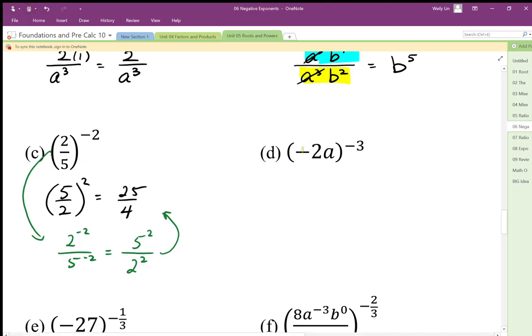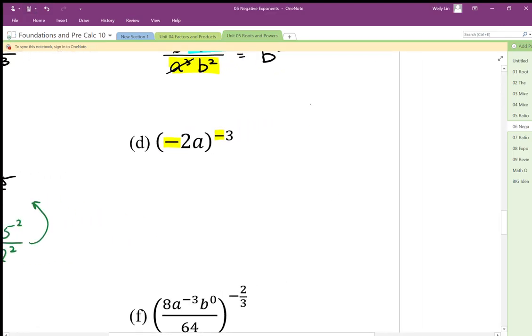Okay? So I'm going to highlight that. I'm going to make a note over here. The negative number and negative power are two different things. They're completely different from each other, and they don't interact.